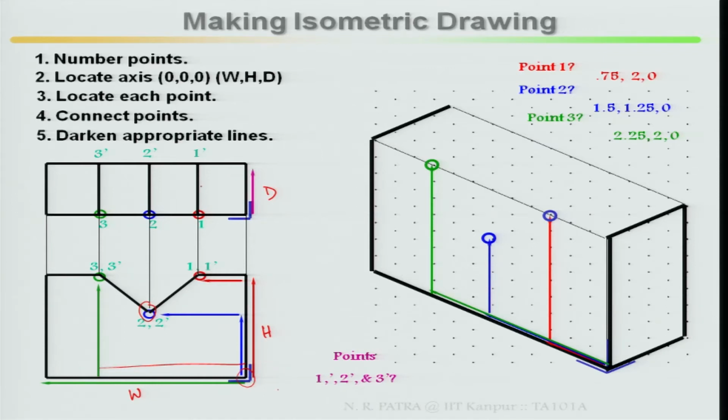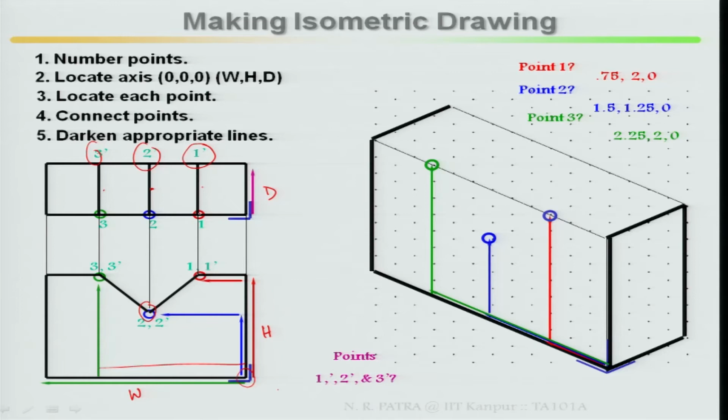It is at an equal distance. It is nowhere else, like here or here or here. It is here, it is here, it is here. So the distance from here to here, here to here, here to here, this is your equal distance in the depth direction. So now it is very easy to locate.